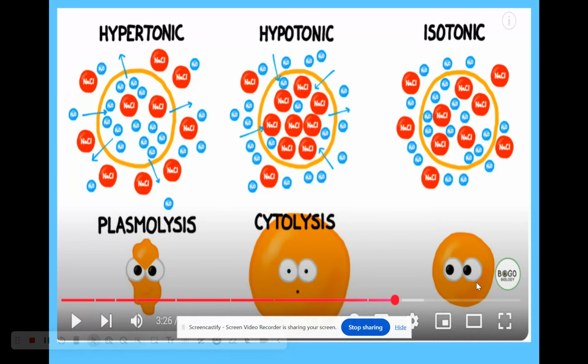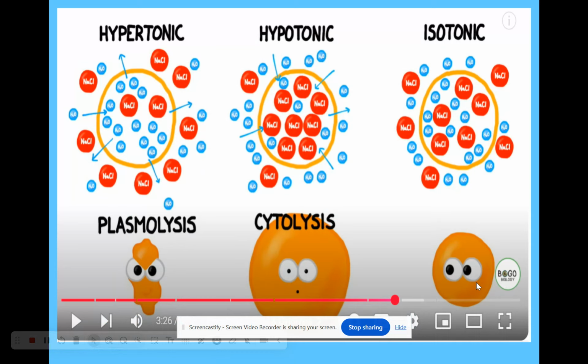Which leads us to three types of solutions. We have what we call hypertonic solution, hypotonic solution, and isotonic solution. In the case of hypertonic, you're going to see this causes cells to shrink. In the case of hypotonic, the cell's going to get really big. It's going to cause the cell to swell. And then in an isotonic solution, the cell stays the same.